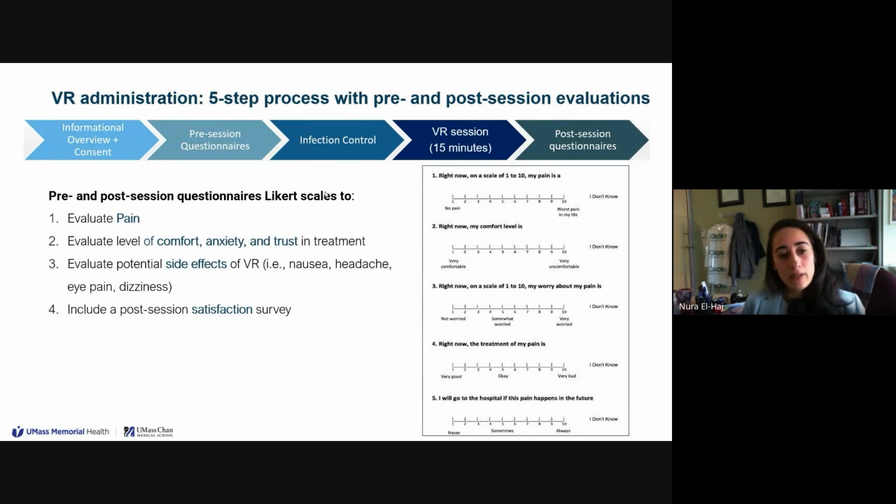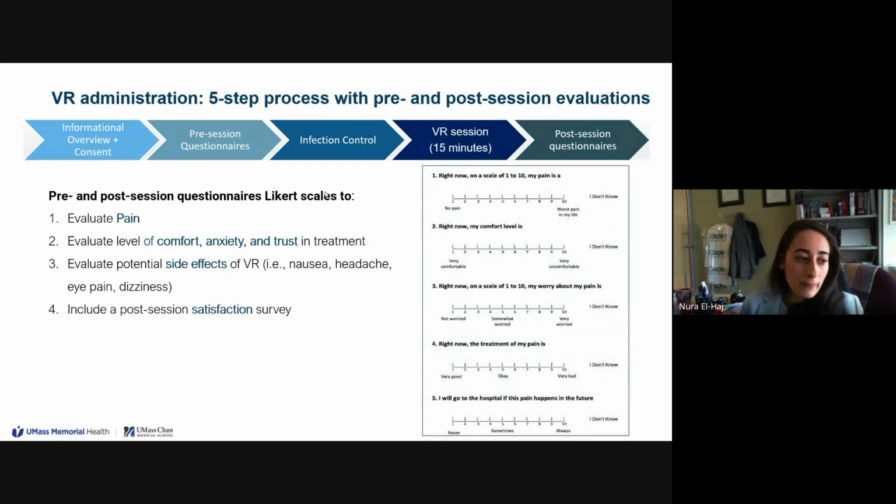And then we also did a post-session satisfaction survey. The Likert scales are pretty straightforward. It's just, from a scale of 1 to 10, this is how my pain is. This is how comfortable I feel. This is my level of worry. Lots of patients actually are pretty concerned about their pain and they're worried about it, and they might not feel that it's adequately treated.